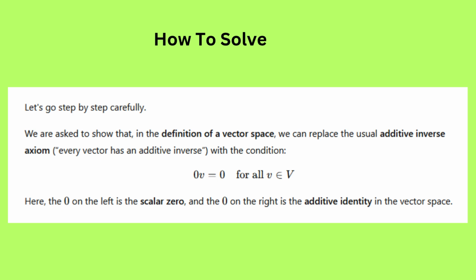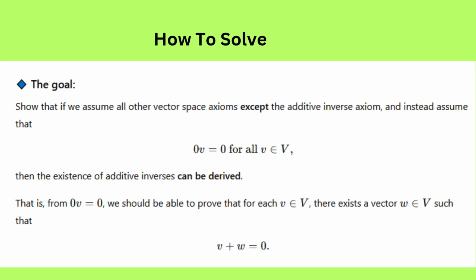The goal here is to show that if we assume all the vector space axioms except the additive inverse axiom, and instead assume that 0v equals 0 for all v, then the existence of the additive inverses can be derived. That is, from 0v equals 0, we should be able to prove that for each v in this vector space, there exists a vector w such that v plus w equals 0.